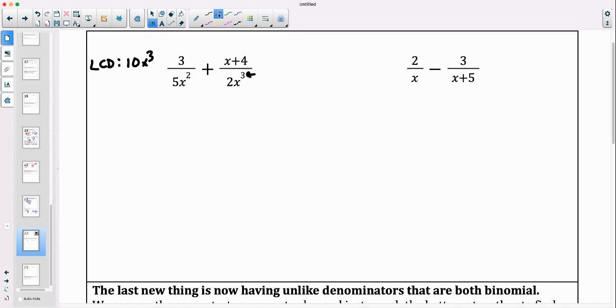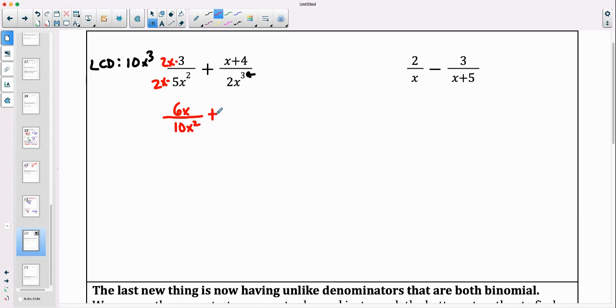So the way that will work, we need to multiply the left-hand fraction by 2 so that we get our 10. But this is the fraction that also needs another x because we need a total of x to the 3 for both of them. So whatever you do to the bottom, you're going to do to the top. So we end up with a 6x over 10x squared for that first fraction.